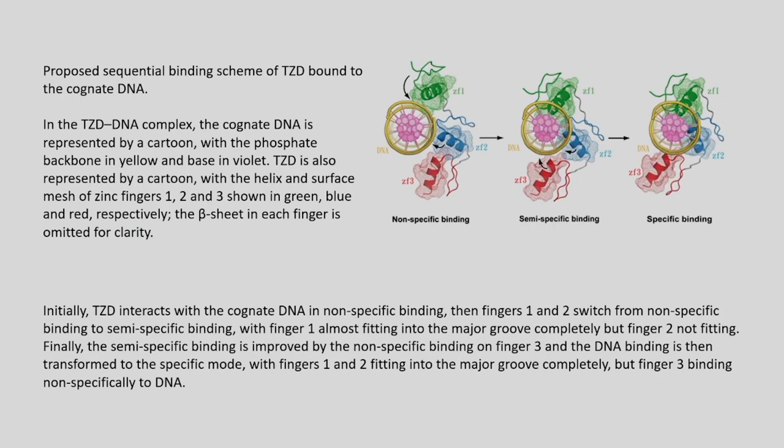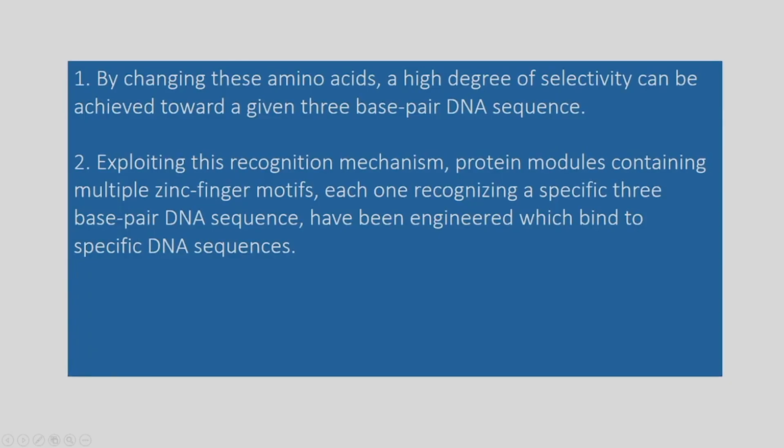So, in the TJD DNA complex, the cognate DNA is represented by a cartoon as already told to you. Initially, the TJD interacts with the cognate DNA in a non-specific binding. Fingers 1 and 2 switch from non-specific binding to semi-specific binding, with finger 1 almost fitting into the major groove completely, but finger 2 not fitting. Finally, the semi-specific binding is improved by the non-specific binding of finger 3, and the DNA binding is then transformed to the specific mode, with fingers 1 and 2 fitting into the major groove completely, but finger 3 binding non-specifically to the DNA.